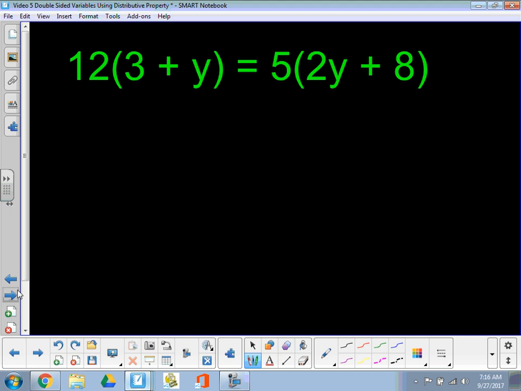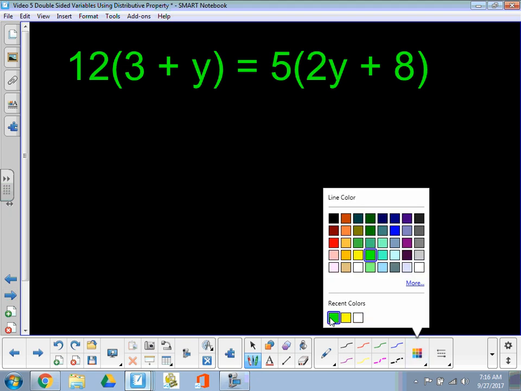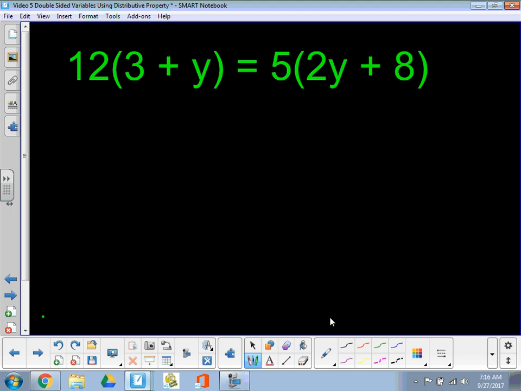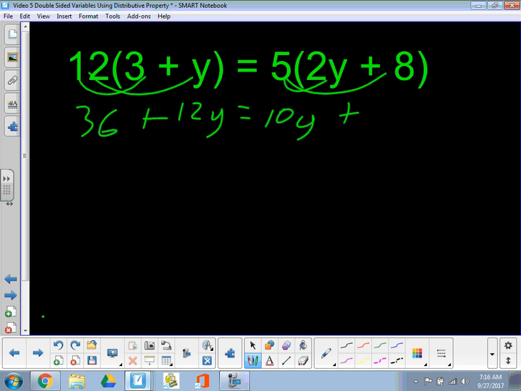Take a moment, see what you would do to solve it. Try to work it out. No sign between the 12 and the parentheses. 36 plus 12y is equal to 5 times 2y is 10y, and 5 times 8 is plus 40. Now I'm to a double-sided variable equation. I'm going to eliminate one set of y's, subtract 10y, subtract 10y.